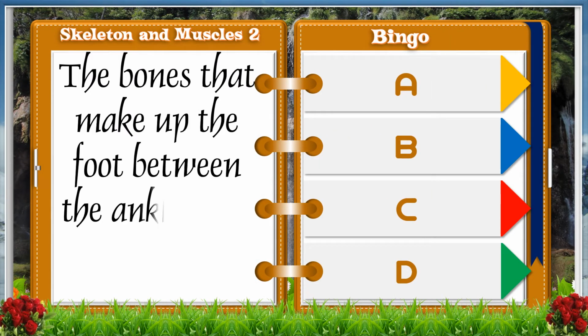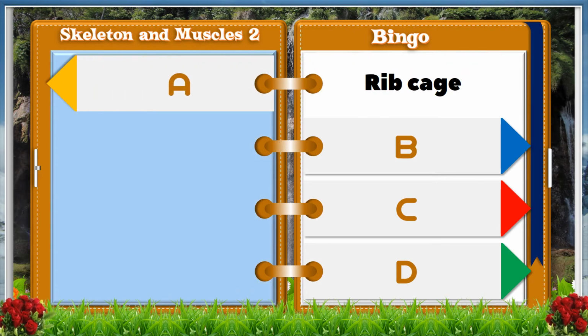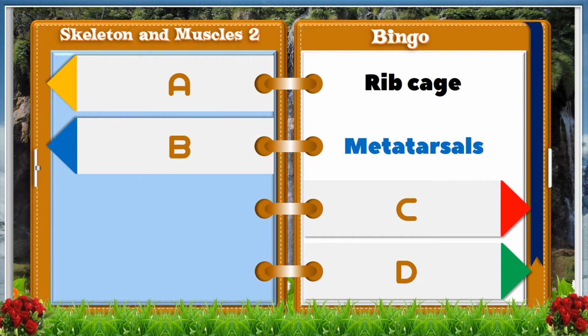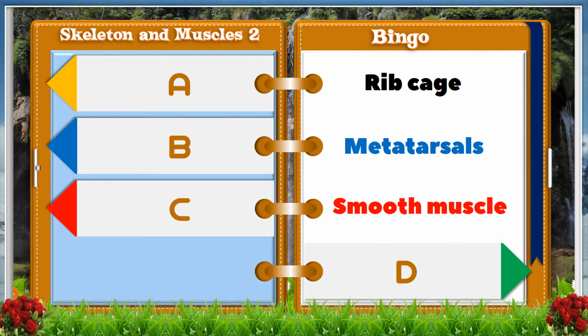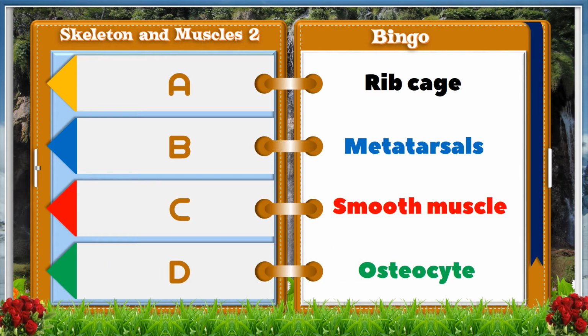The bones that make up the foot between the ankles and the toes. A. Rib cage. B. Metatarsals. C. Smooth muscle. D. Osteocytes. And the answer is B. Metatarsals.